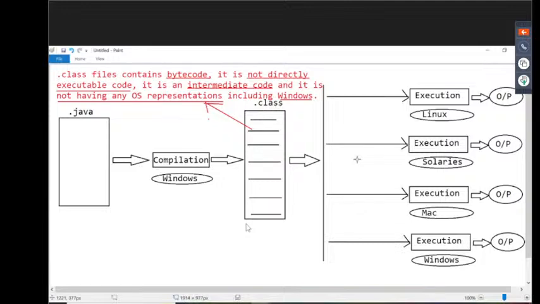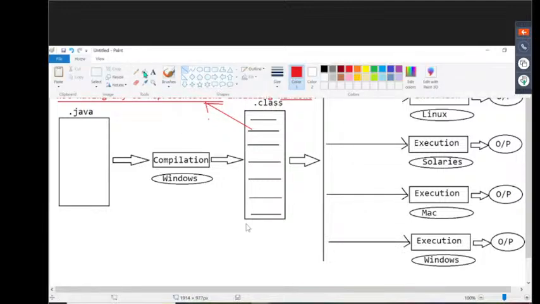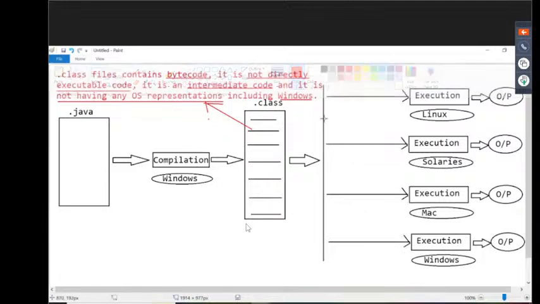We can execute the program in any of the operating systems now. Got it or not? In the case of the C programming language, these converters are not available, but Java has provided converters to convert the program from neutral bytecode to the local operating system representations. Sun Microsystems has provided these converters to convert the program from neutral bytecode to the local operating system representations.